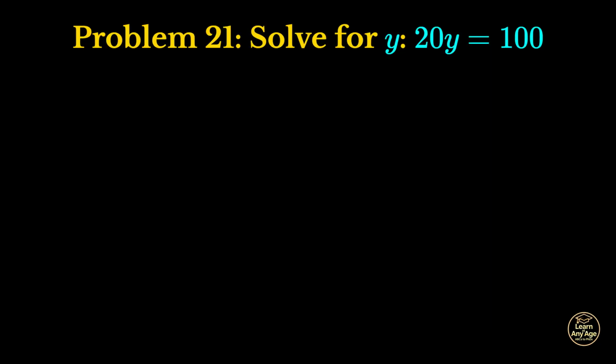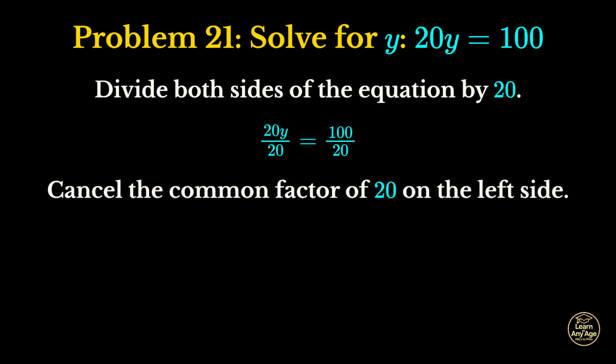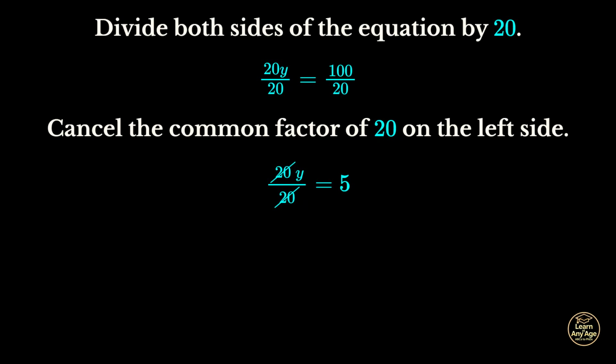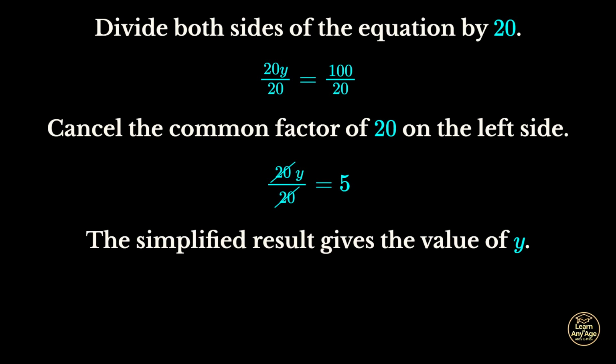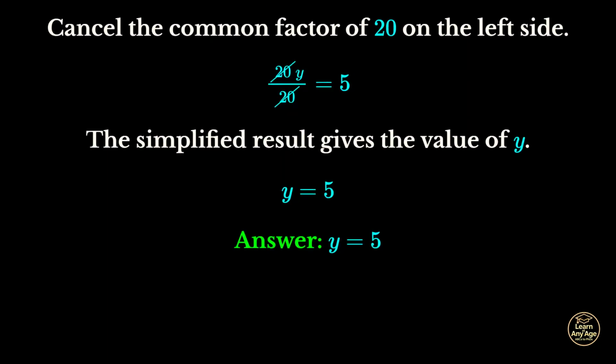Problem 21, solve for y, 20y equals 100. Divide both sides of the equation by 20. 20y over 20 equals 100 over 20. Cancel the common factor of 20 on the left side. 20 cancelled out, y over 20 cancelled out equals 5. The simplified result gives the value of y. y equals 5. Answer, y equals 5.